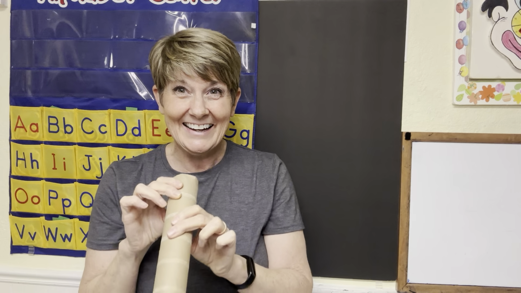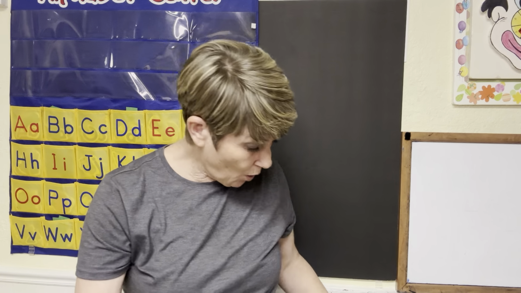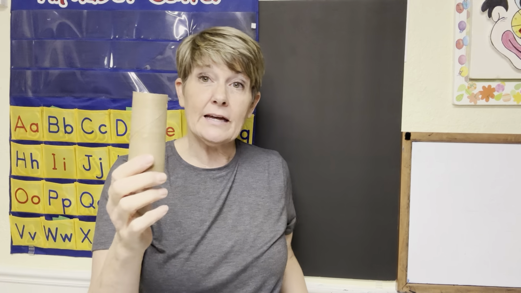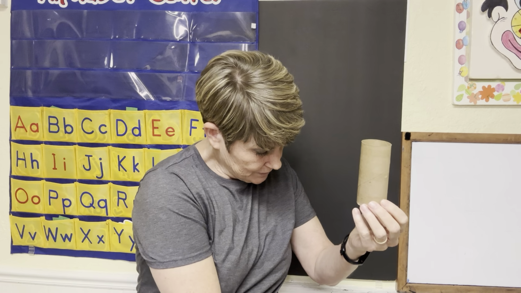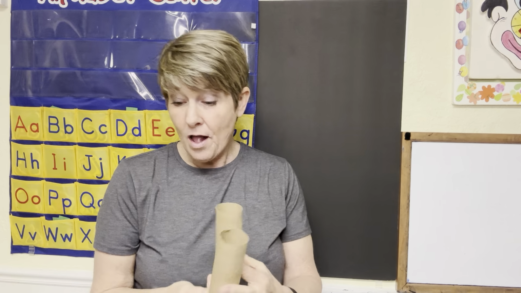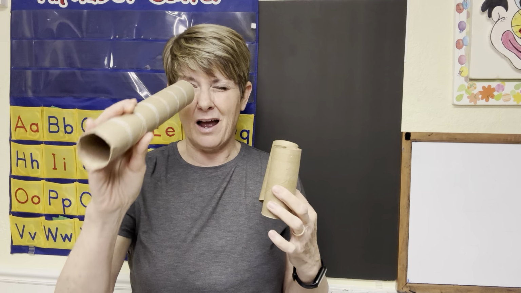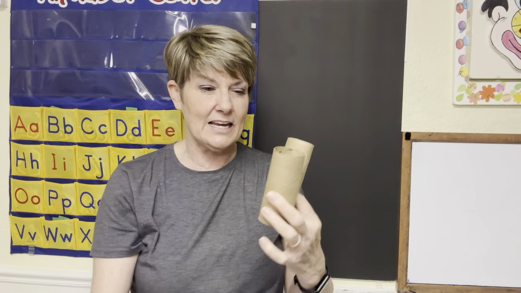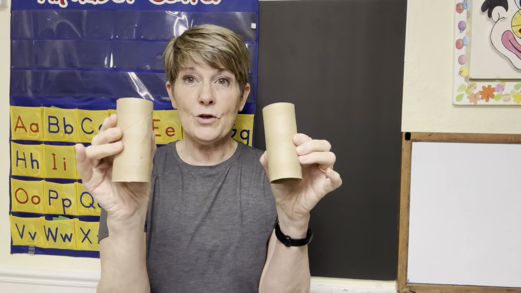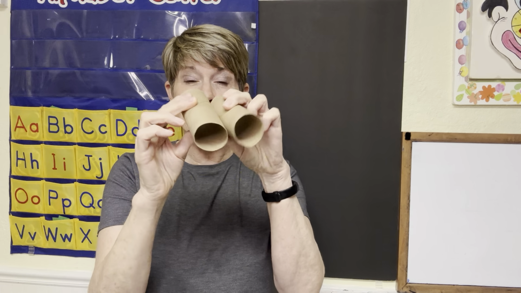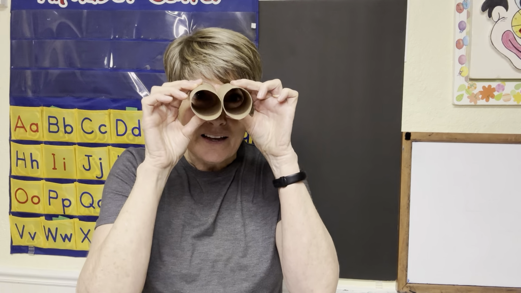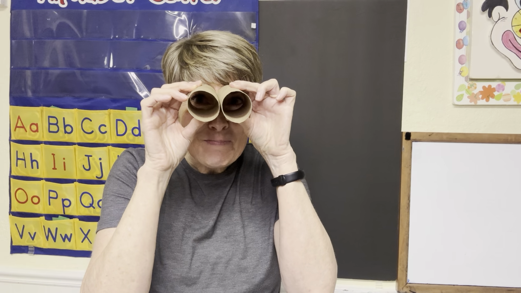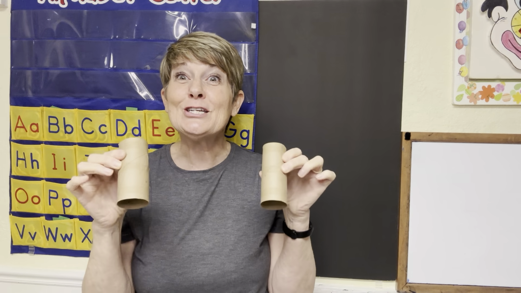Can you see me? You can use this for a telescope, or you could get 2 toilet paper tubes. I guess you could do 2 of these and make really long binoculars, but they might be kind of hard to see. Or you can take 2 toilet paper tubes and put them together and make some binoculars. Then you can see with binoculars. So you can choose which way you want to do.